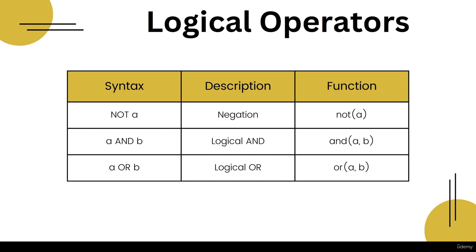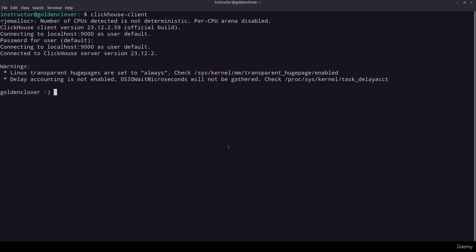Next come the logical operators. We can perform logical operations such as logical AND, logical OR, and negation using these operators. The corresponding functions for each of these operators are in the rightmost column in this table. Let us look at an example.